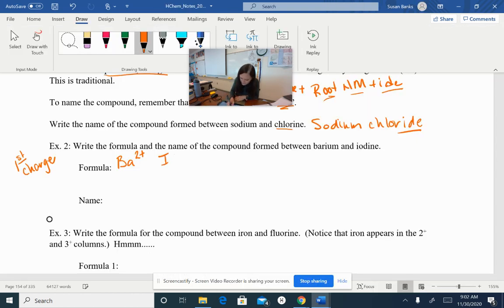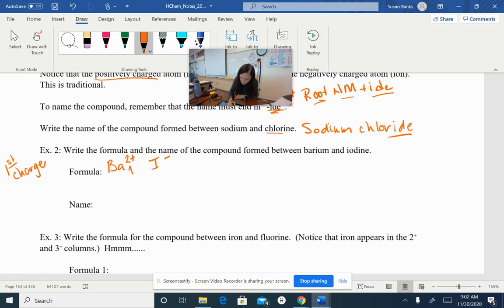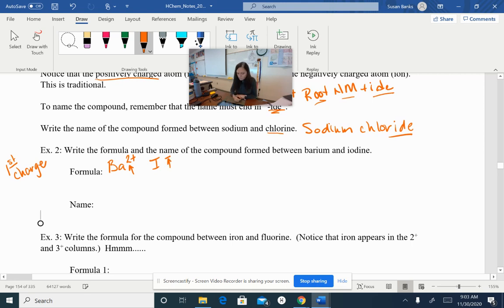So iodine is going to give us a charge of negative 1. So we need to figure out what ratio we need. What is the least common multiple between a 2 and a 1? Hopefully you told me that the least common multiple is 2.